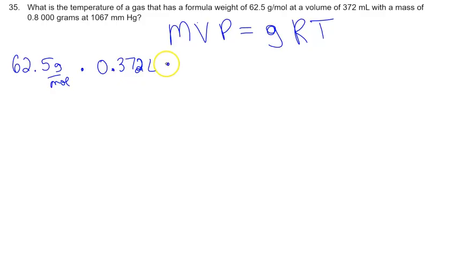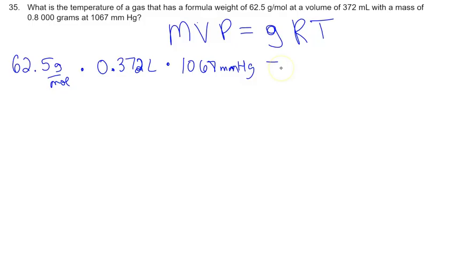Our pressure is 1067. I will have to pause. My pen is not communicating with my computer. Just one moment. I'll be back. Okay, so 1067 was what I was trying to write. Millimeters of mercury.